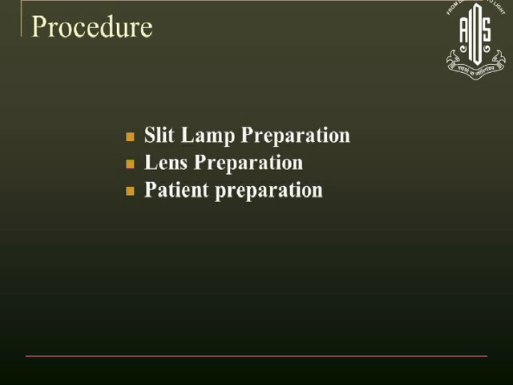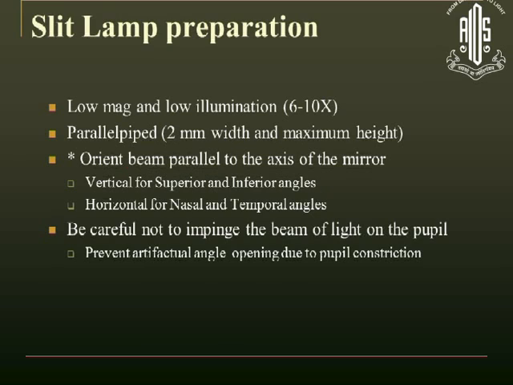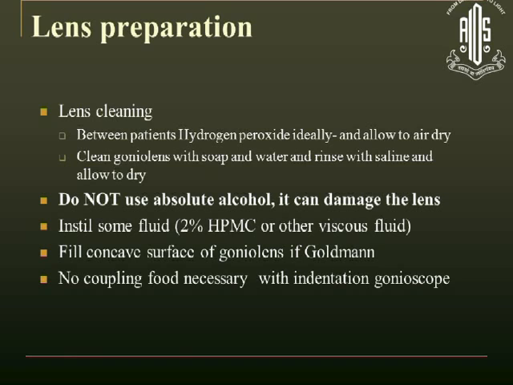So just a quick word about the slit lamp preparation, the lens preparation and the patient preparation. You need low magnification and low illumination to start with. A parallelepiped is useful, 2 mm width and maximum height. To see the angle in its entirety, it's nice to orient the beam parallel to the axis of the mirror, vertical for the superior and inferior and horizontal for nasal and temporal. But be careful not to impinge the beam of light on the pupil and cause artifactual angle opening due to pupillary constriction.